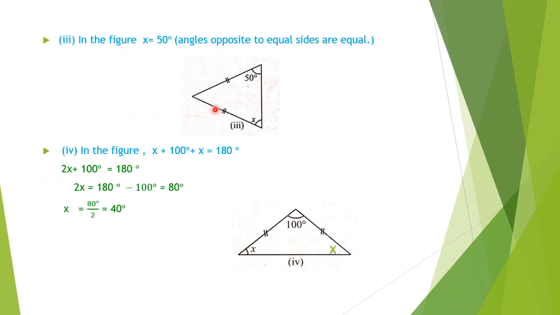Now figure number 3. You have to find the value of x. It is given that this side and this side are of equal length. So the angle opposite to this side is x, and the angle opposite to this side is 50 degree. These two angles will be equal because they are opposite angles to these equal sides. Okay, children, so the measurement of x is equal to 50 degree, because they are angles opposite to equal sides.